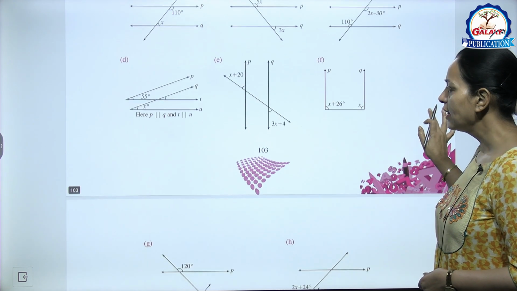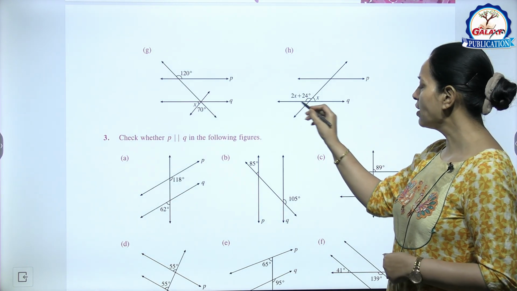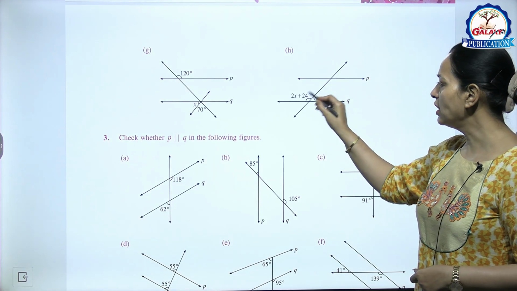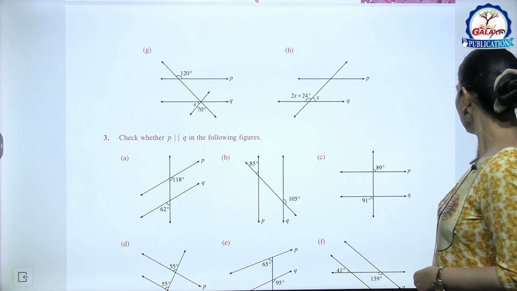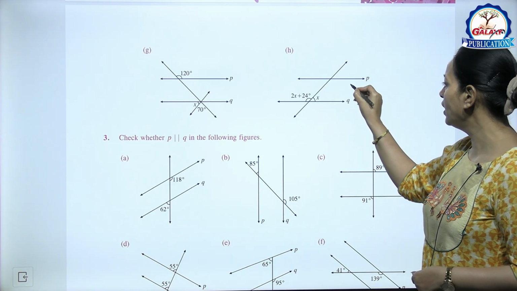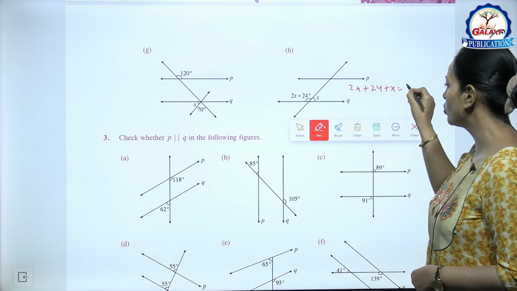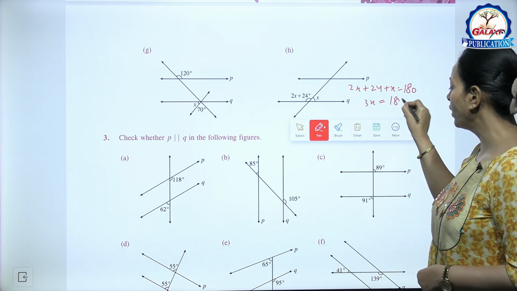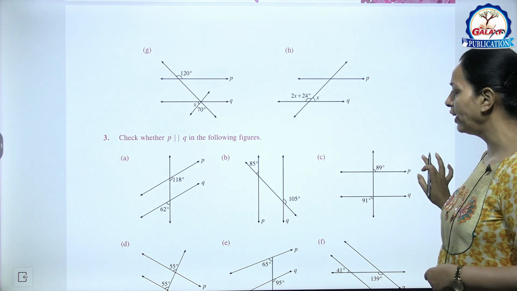Now next, like this you can try many more questions. Now see H part, here you can see 2x plus 24 and x. So these are adjacent angles on a straight line, so their sum is 180 degrees. So 2x plus 24 plus x equals 180. So 3x equals 180 minus 24. So from here you can find x.